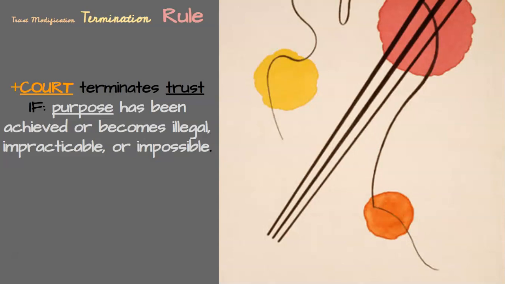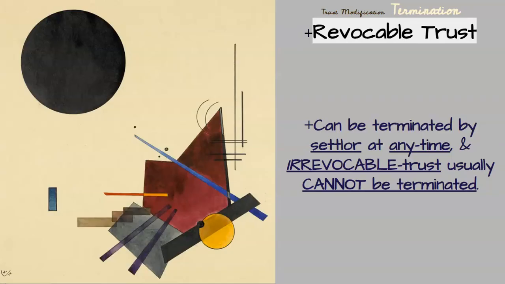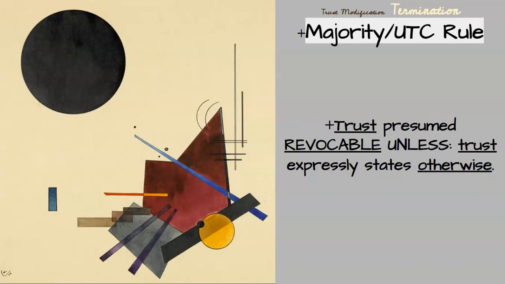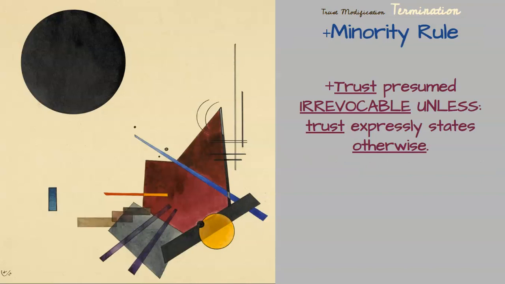Court terminates trust if purpose has been achieved or becomes illegal, impracticable, or impossible. Revocable trust can be terminated by settlor at any time, and irrevocable trust usually cannot be terminated. Majority or UTC rule. Trust is presumed revocable unless trust expressly states otherwise. Minority rule. Trust is presumed irrevocable unless trust expressly states otherwise.